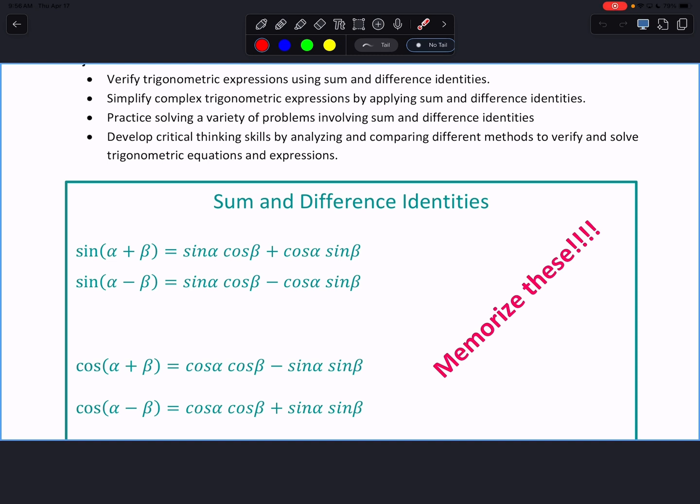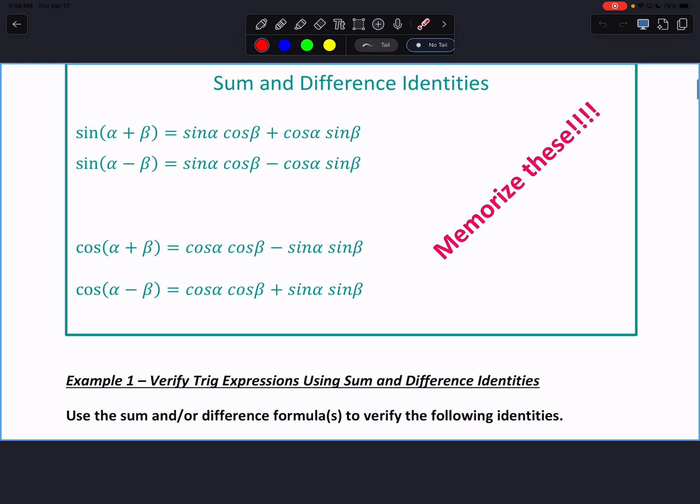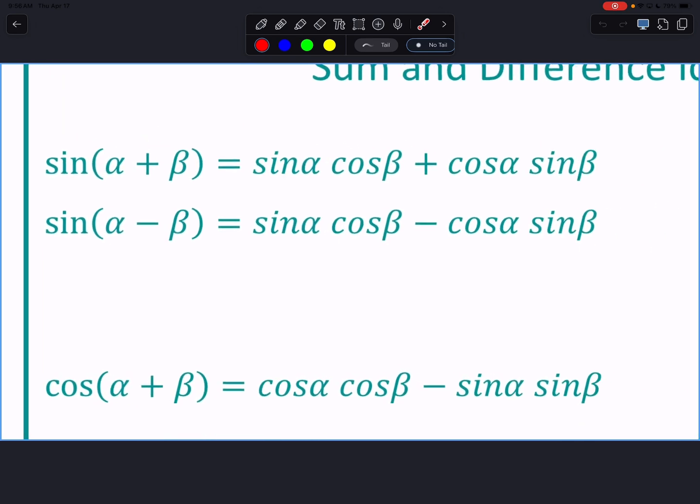Then we'll practice solving problems of different types just to see how we apply these, okay? Well, I'm getting ready to show you. Okay, so these are both called sum and difference identities. Sum means addition, difference means subtraction. But anytime you see sine of something plus something else, so an angle alpha plus beta, it's just sine, cosine, cosine, sine. That's the little song.